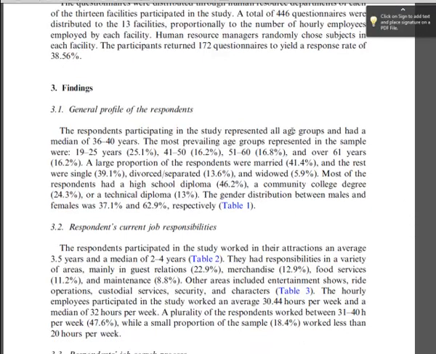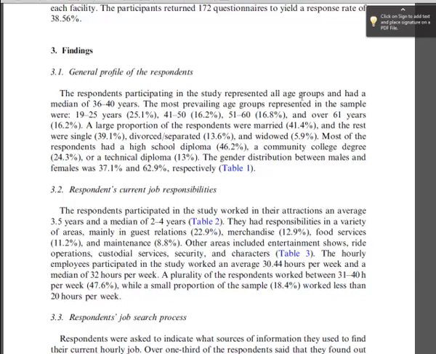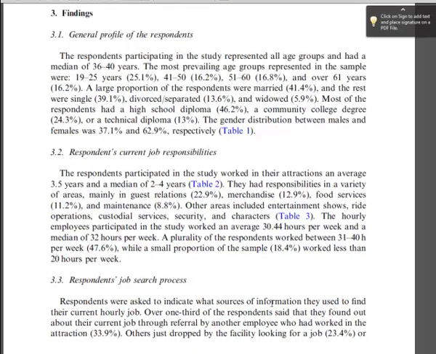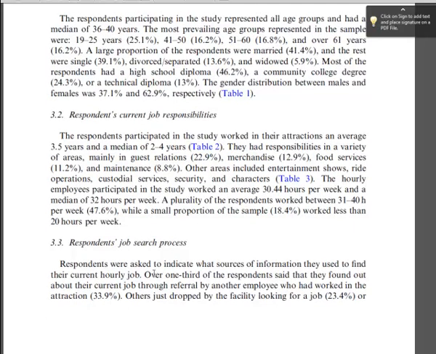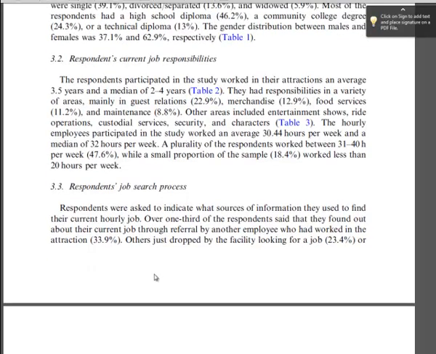If we look at the first couple of paragraphs in the findings, what you'll see is a lot of percentages. I don't see any means in there just at first glance. But what this tells you is that these are answering descriptive types of questions. Here's an average: respondents participating in the study worked at their attractions an average of 3.5 years, median 2 to 4 years. They had responsibilities in a variety of areas, mainly guest relations, so here are some percentages. All of these are just describing, in this case, the participants. So they're answering descriptive questions.